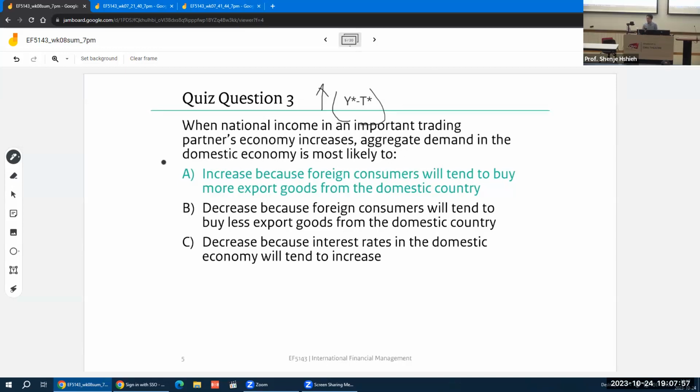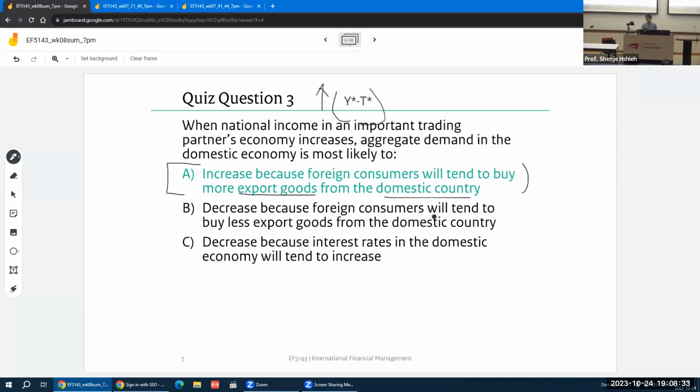So whatever I just described to you is A: increase, because foreign consumers will tend to buy more export goods from domestic countries. It's just thinking about the subsequent logic that follows because of someone else having more income. Rather than ourselves boosting aggregate demand, you can think about other people getting wealthier and buying more things, and part of that additional income will most likely trickle down to their trading partners, such as us, the domestic country. All right, so let's look at B and C just to make sure that we're not crazy.